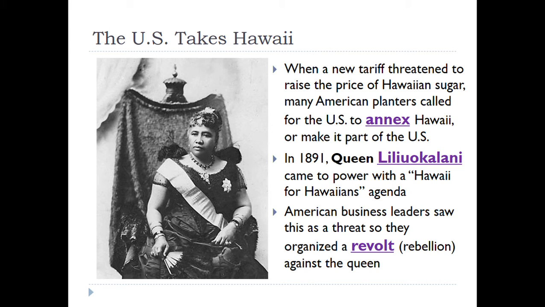In 1891, this woman here in the picture, her name is Queen Liliuokalani, she takes over in Hawaii. She's the rightful ruler. And she wants to get rid of all these foreigners who have so much control over her country. She says we should have Hawaii for Hawaiians. She wants to get rid of certain voting qualifications. She believes everybody should be allowed to vote, not just landholders. Now, wealthy people and American business leaders don't like this, so they look for a way to get rid of her. They organize a revolt, a rebellion, to kick this queen out.